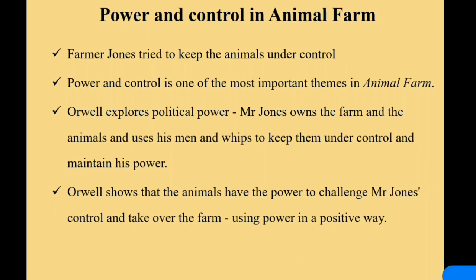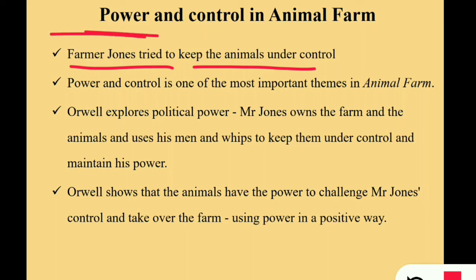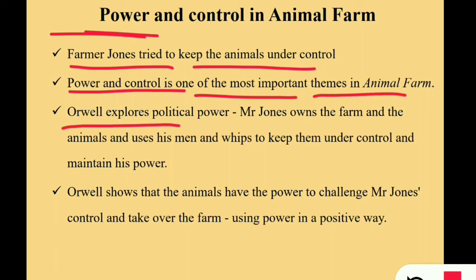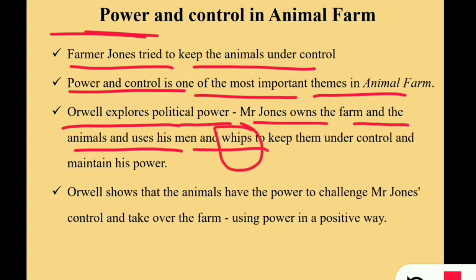Now let's talk about power and control. Farmer Jones tries to keep animals under his control. This shows power. Power and control is one of the most important themes in Animal Farm. That is very much true. Orwell explores political power. Mr. Jones owns the farm and the animals and uses his men and whip to keep them under control and maintain his power. So obviously, one of the novel's themes is power.